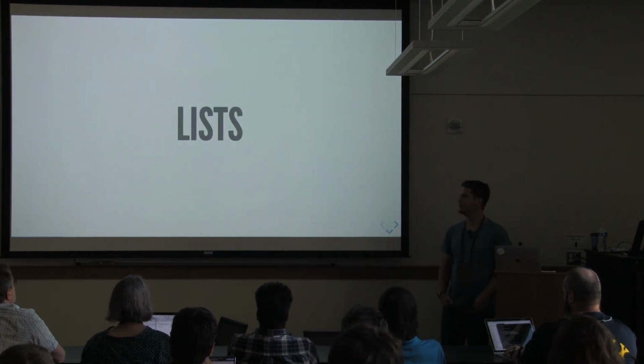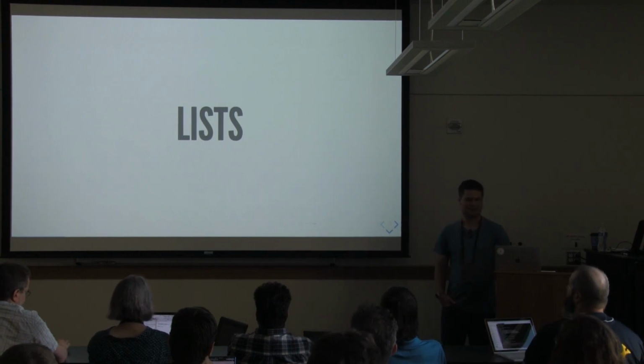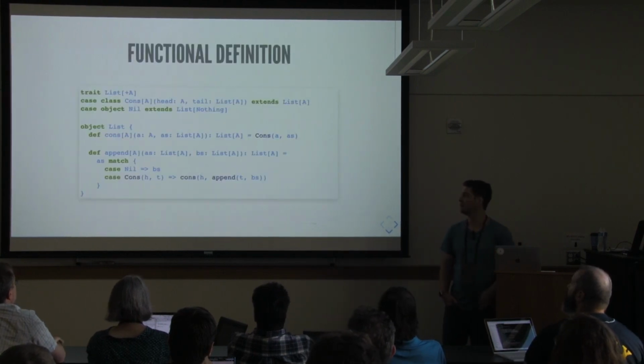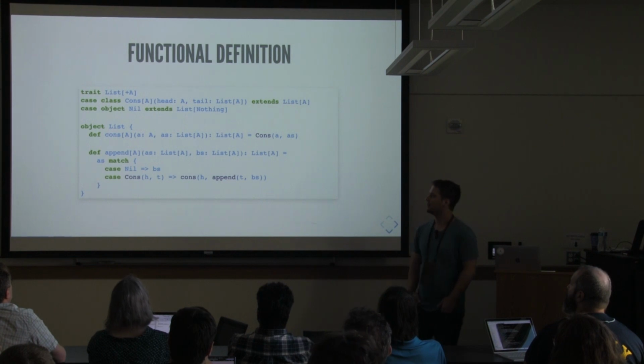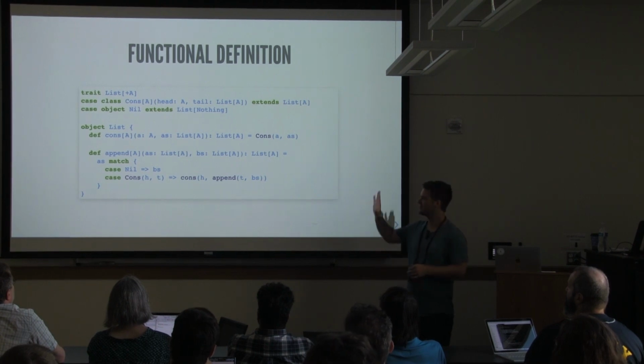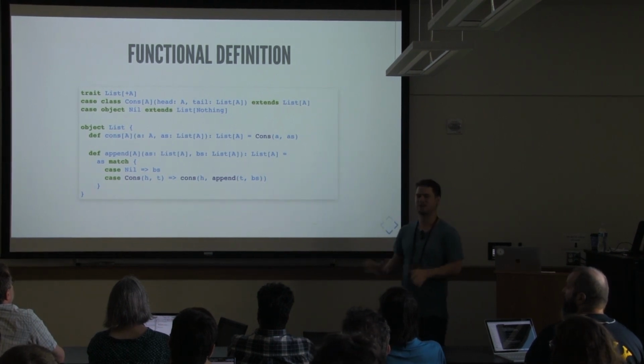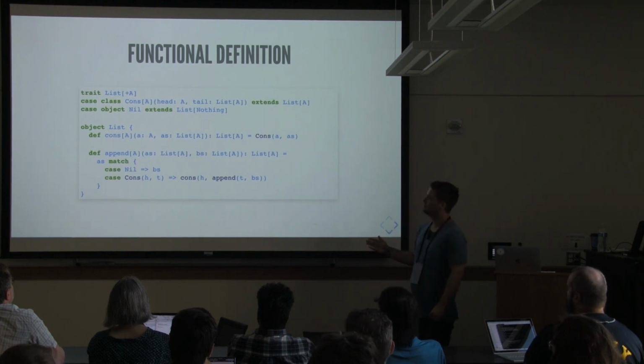All right, so let's start with the basics. A list is the easiest example, and this is some Scala code. In all these examples, I ignore error handling and things just to keep the amount of code on the screen succinct. So yes, there's no bounds checking or anything like that.